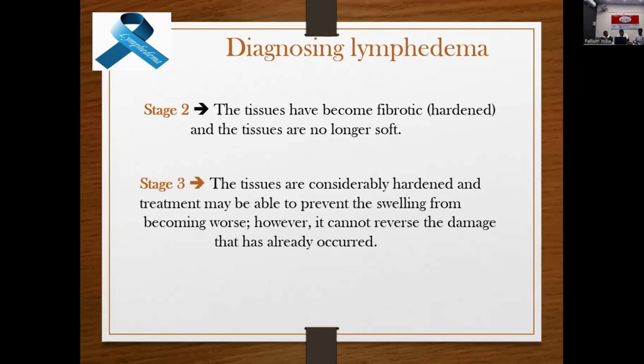The first stage is pitting edema, the second stage is a little bit hardened. In the third stage, it is fibrotic and hardened more than the second stage, and deep creases will be there in the skin. However, the damage that has already occurred cannot be reversed.